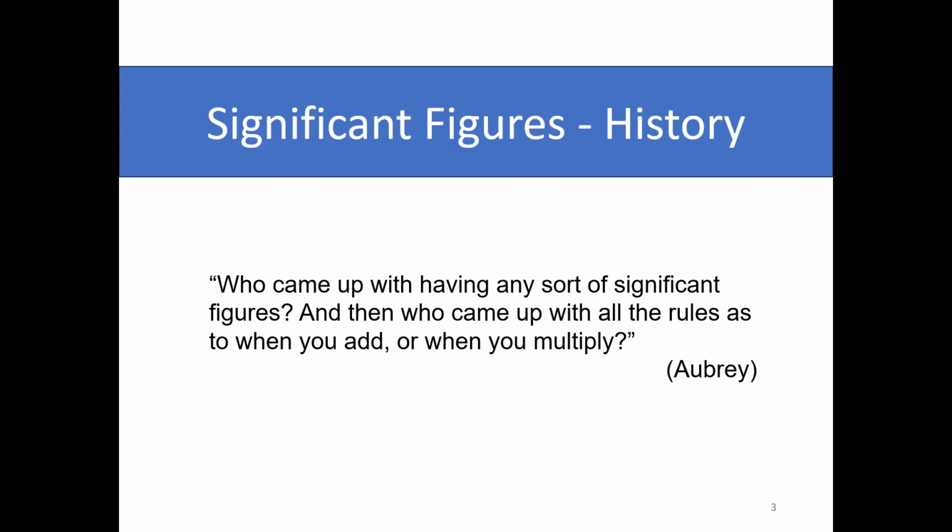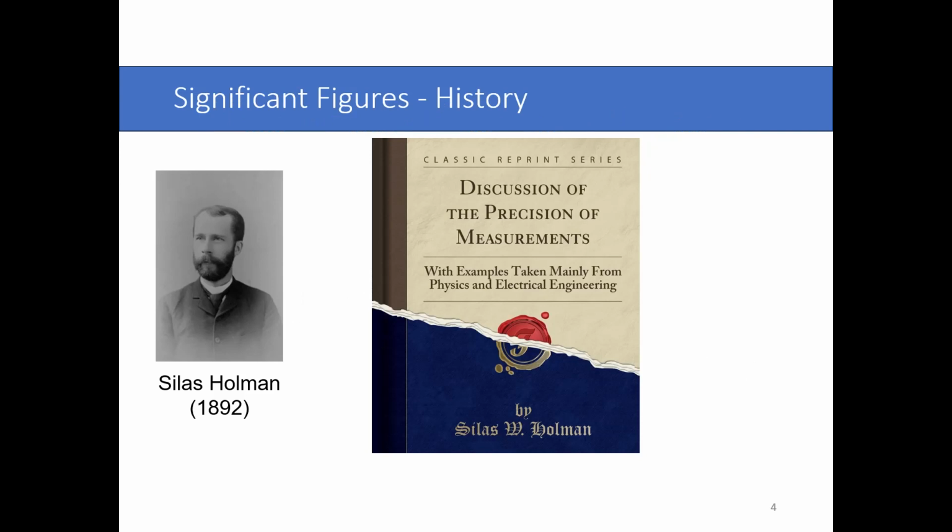Basically, this idea that if you have a result, its precision ought to be governed by the data you use to calculate it, is a fairly old concept. You can even find it in the writings of Isaac Newton. But the first milestone in the history of significant figures is the publication of this book, which is the result of several years of research and teaching by Dr. Silas Holman all the way back in 1892. It was considered by many to be the first attempt to come up with a systematic way of handling precision.